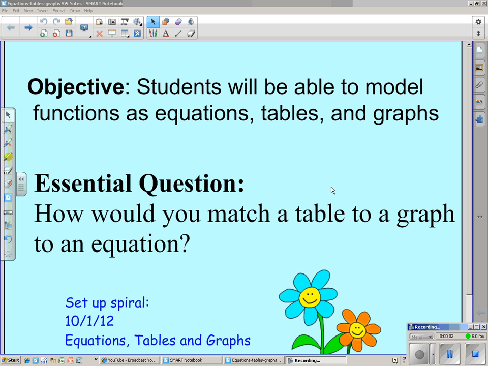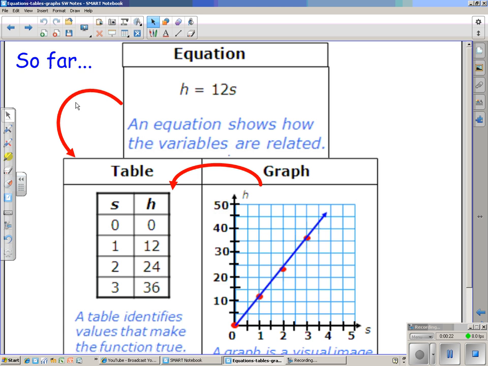We're going to figure out how to model functions as an equation, table, and even a graph. How would you match a table to a graph or equation? We want you to set up your spiral. Today is October 1st, 2012, for equations, tables, and graphs. Pause the video at any time if you need to. So far, you don't have to record notes, or if you can, you want to pause and write something down.